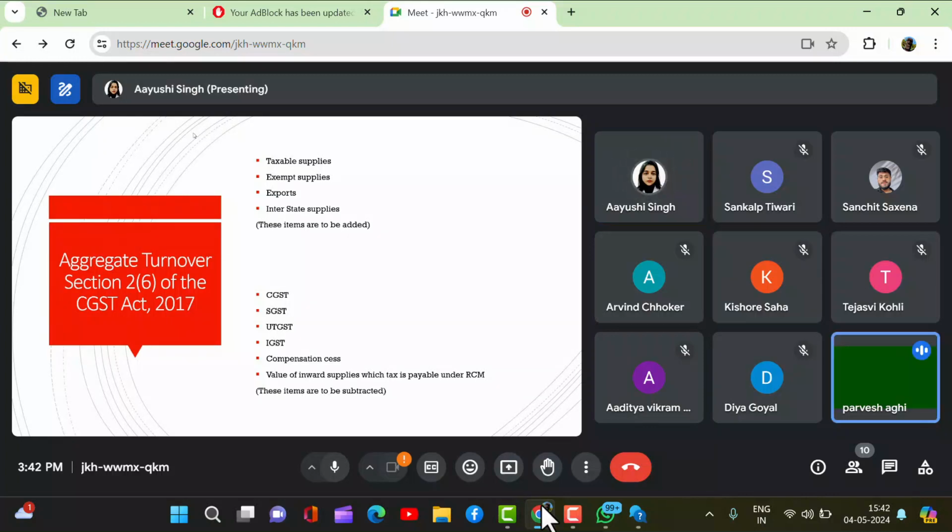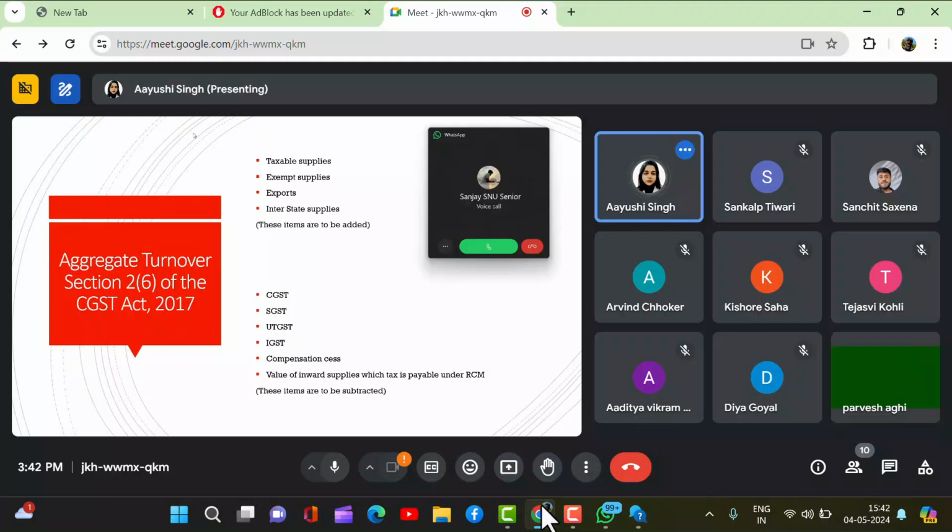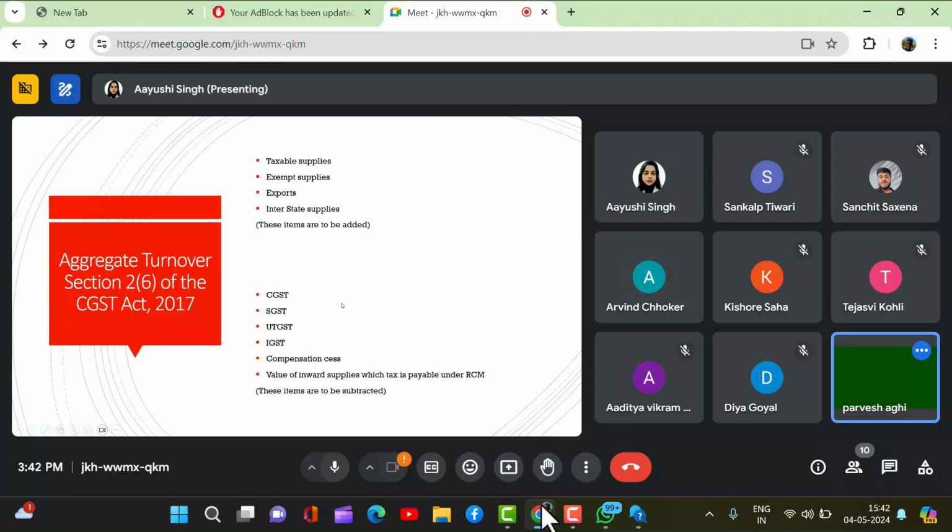If it crosses 40 lakhs and you are a goods supplier, then you need to go for the registration. Otherwise, not. And it is all net of tax. If these figures include your tax, then you have to exclude those taxes also, that is, exclude GST, CST, all. Have you got it now?